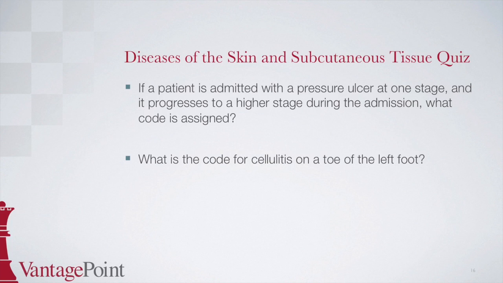The answer to our first question is assign a code for the highest stage. The answer to the second question is L03.032, cellulitis of left toe. To locate this code, start at cellulitis in the alphabetic index, then find toe indented below. We are directed to code L03.03 with a checkbox next to it, indicating more digits are required. When we go to the tabular, there are options for right, left, and unspecified toe. L03.032 is for cellulitis of the left toe.